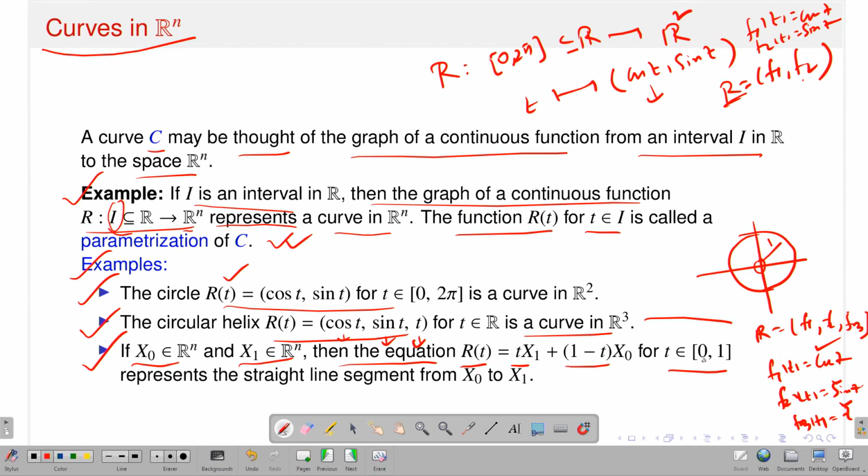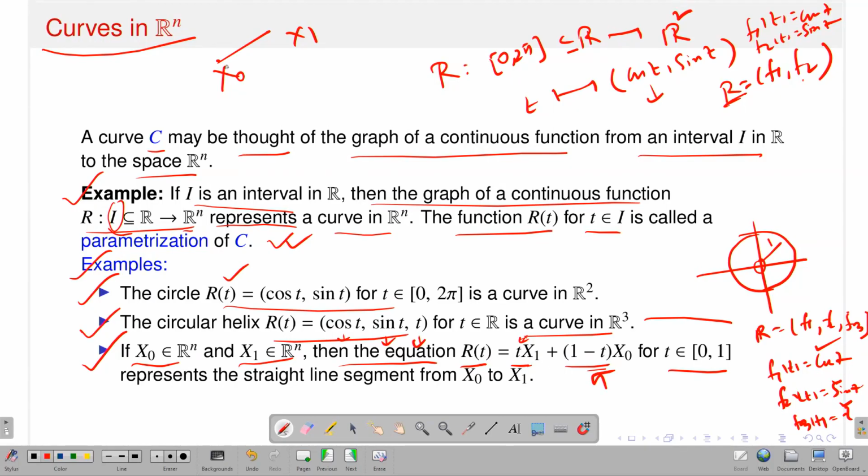See, because if I put t equal to 0, then what will happen? The first term will not survive, so only the second will survive. So at t equal to 0, what is the point? It starts with the point x0. Suppose this is my point x0 and this is x1. So that is a straight line. And at t equal to 1, it is the end point, because if t is equal to 1, then the second term will not survive.